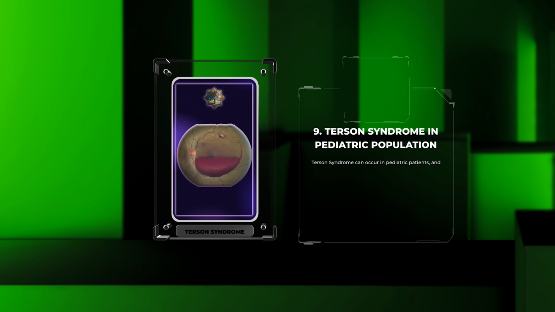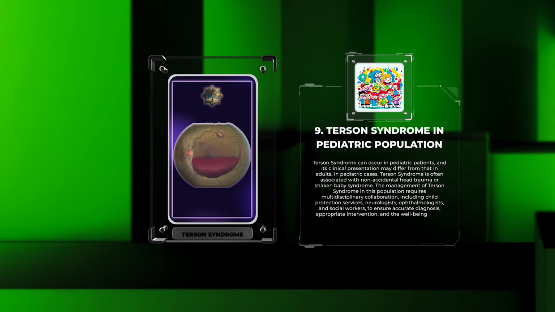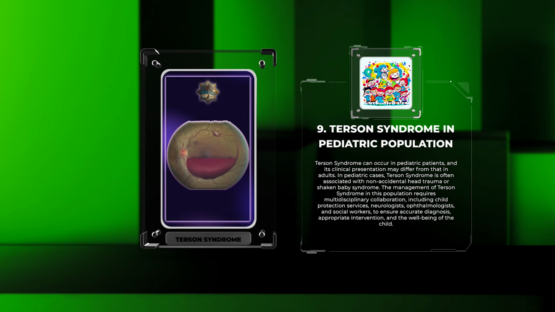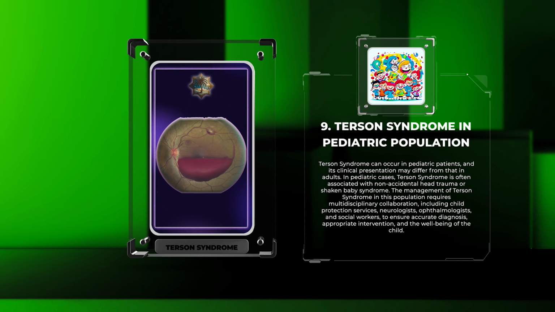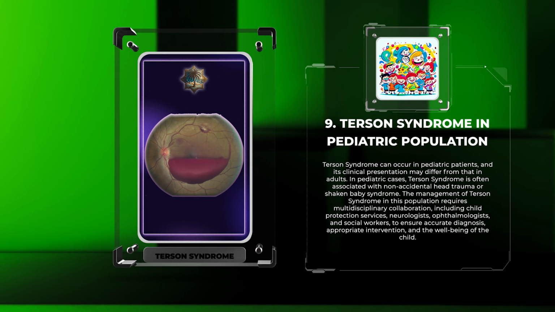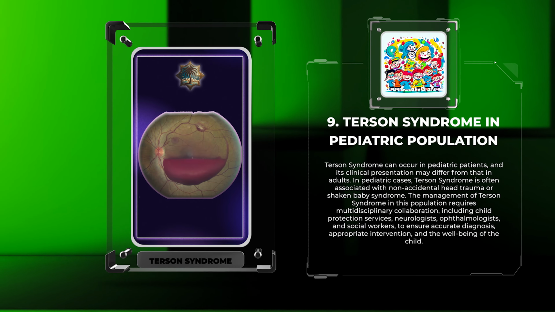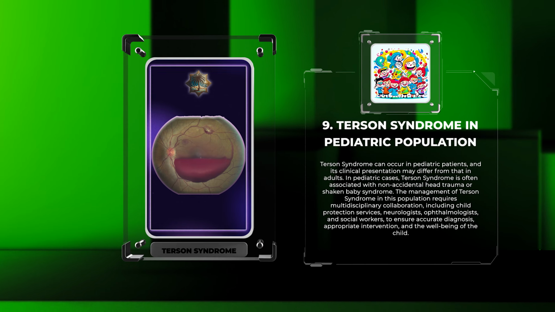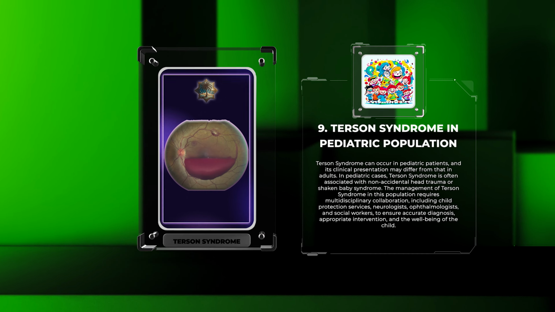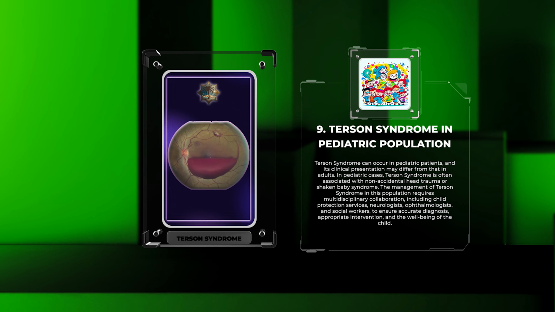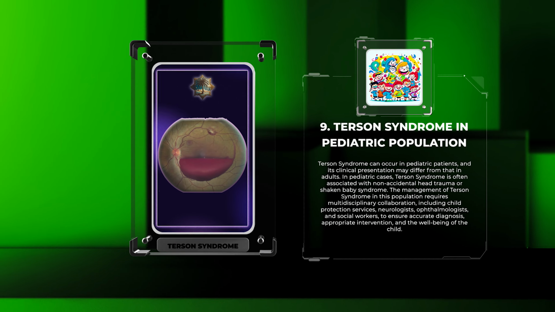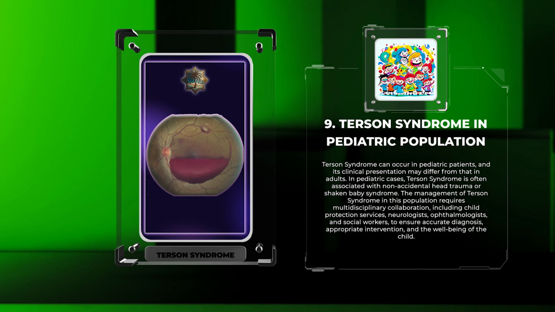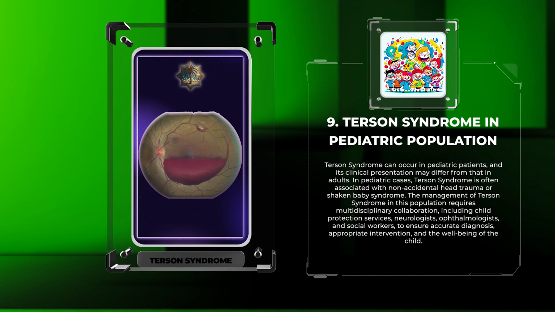Terson syndrome can occur in pediatric patients, and its clinical presentation may differ from that in adults. In pediatric cases, Terson syndrome is often associated with non-accidental head trauma or shaken baby syndrome. The management of Terson syndrome in this population requires multidisciplinary collaboration, including child protection services, neurologists, ophthalmologists, and social workers, to ensure accurate diagnosis, appropriate intervention, and the well-being of the child.